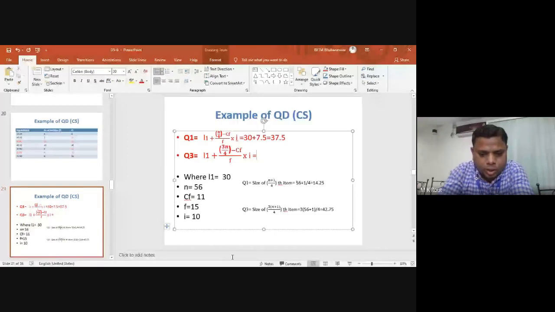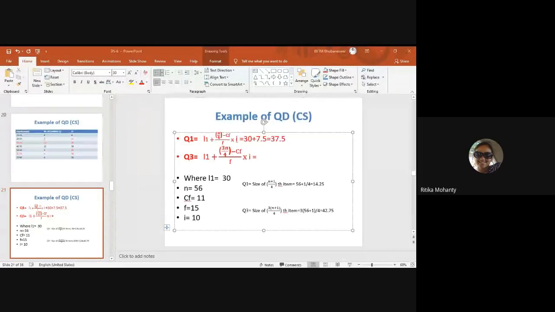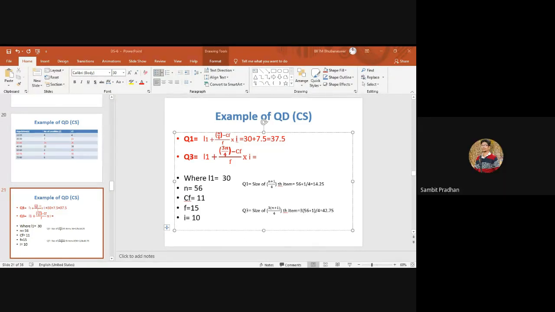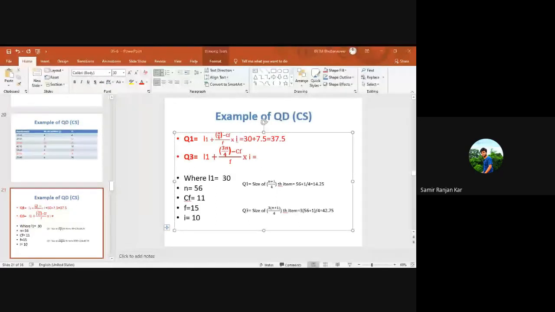What is the value of Q3? I will call one by one. Ritika Mahanti, what is the value of Q3? Sir, doing this. Sambit Pradhan, are you there? Yes, sir, solving. Rasmi Rekha, solving, sir. Okay, Sambit Sasang has already put. Sir, Q1 will be 32 now. Mine is also 32, sir.